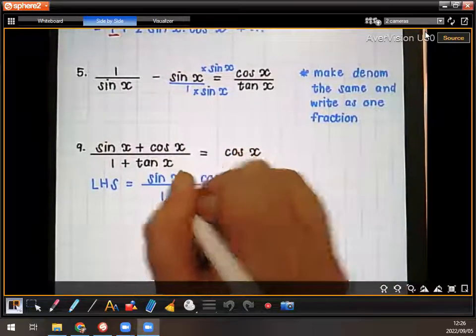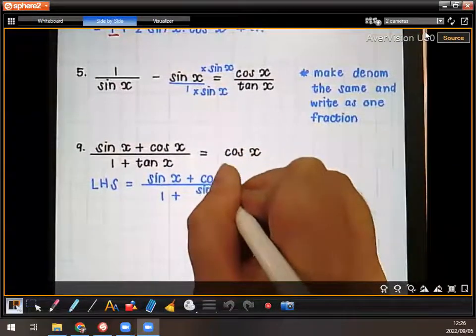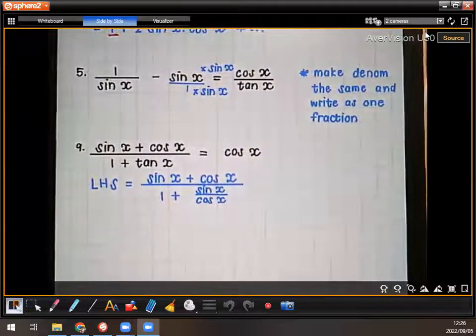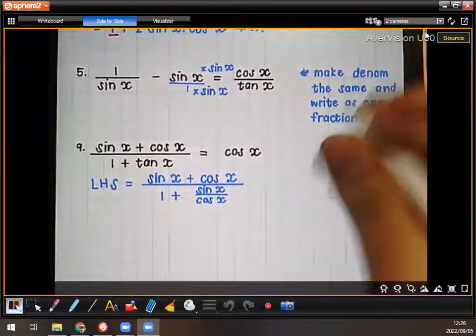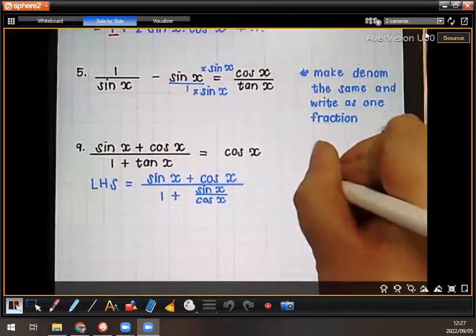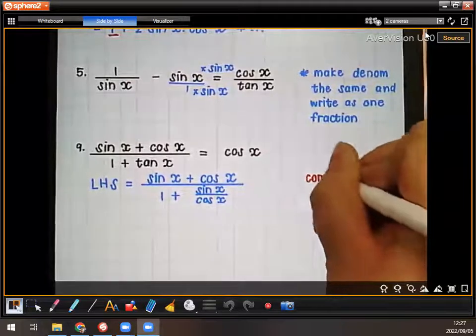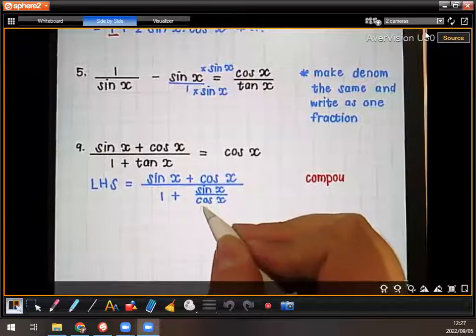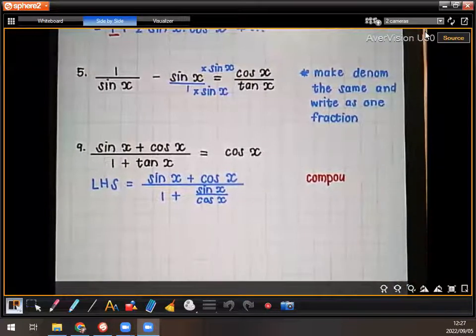So please, whenever you see tan, change it to sine over cos. So it's 1 plus sine x over cos x. I'm not sure if we worked with compound fractions earlier in the year. Does that term sound familiar? Compound fractions. So you have a fraction within a fraction, which is what we have here. Hey? I'm just going to write on the side. This is a compound fraction. So do you guys see what I mean? We have a sine x over cos x within the fraction. Okay, so it's a fraction within a fraction.